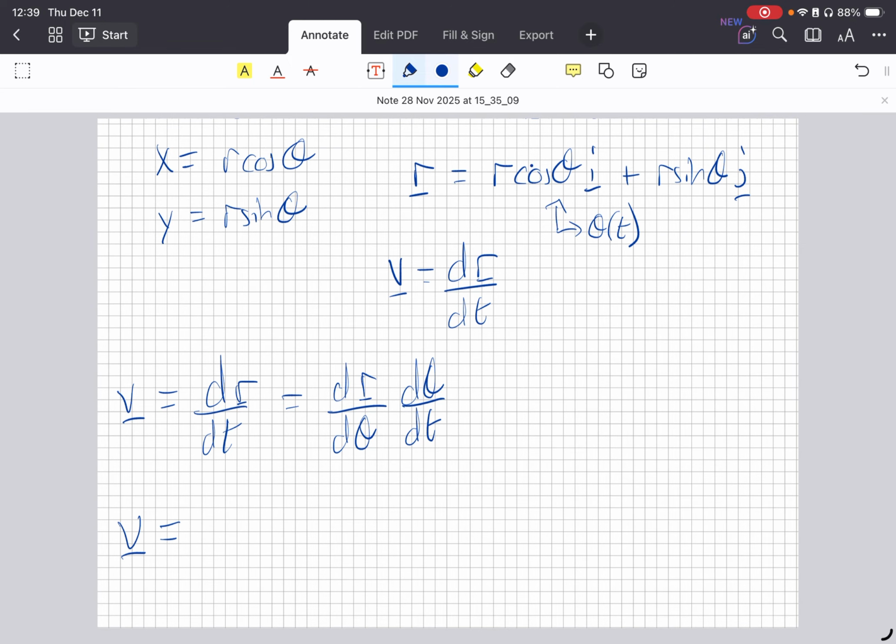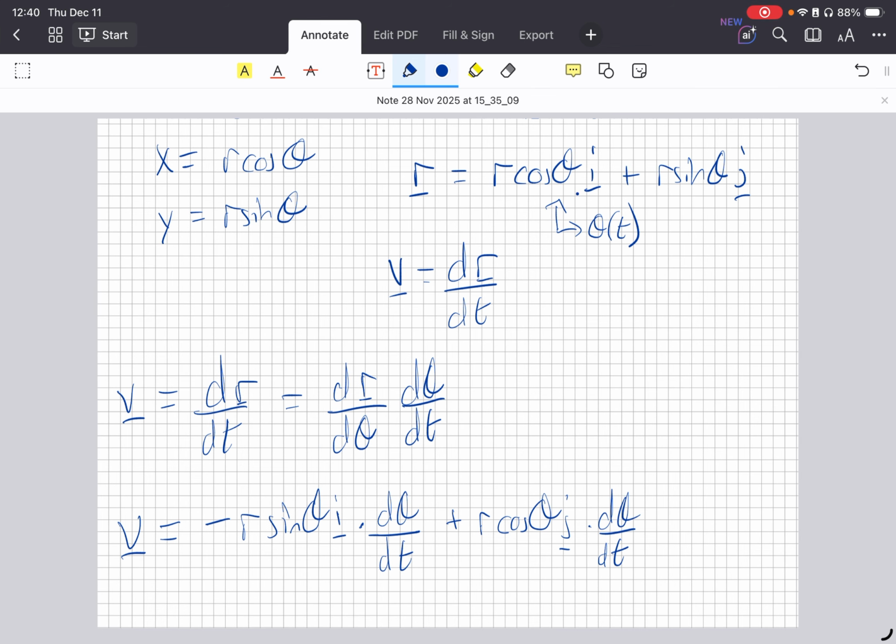If I differentiate this with respect to theta, well, the r is a constant, so that remains. If I differentiate cosine theta, I'm going to get minus sine theta. So I get minus r sine theta i. But that's just differentiating with respect to theta. Now I need to multiply by d theta by dt. So let's put that in there. And then for this term, we'll do similarly. So r is constant, so that just remains. And when we differentiate sine theta with respect to theta, I'm going to get cosine theta. So I get r cosine theta j. And again, multiplied by d theta by dt.